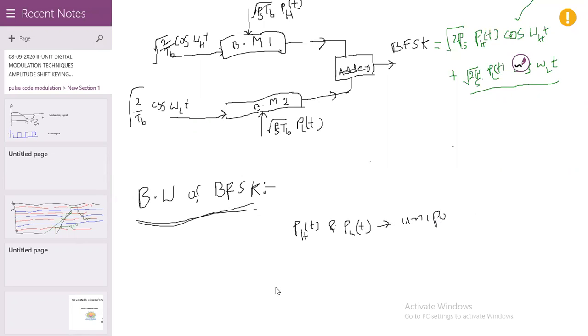Convert that into bipolar. So PH of t is bipolar, that is +1 and -1. Bipolar means two polarities. So here PH dash is plus 1 volt or minus 1 volt, and PL dash is either plus 1 volt or minus 1 volt.